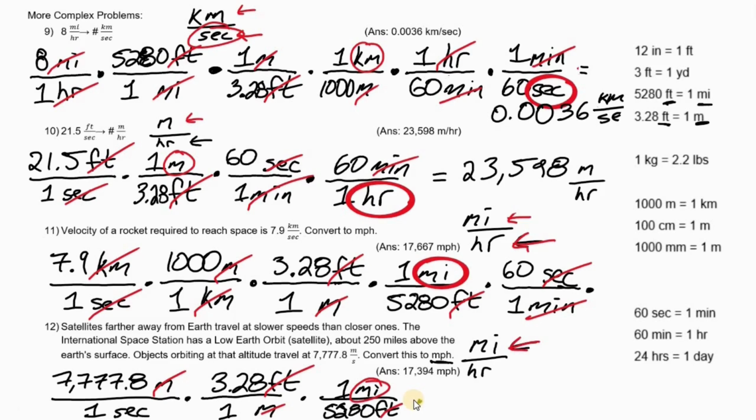Now, we just want to convert our seconds to hours. Hopefully we're saying by now we have 60 seconds is equal to 1 minute. Unit cancellation. And coming over here and saying that 60 minutes is equal to 1 hour. Canceling these out. Our goal is hours. We have hours on the bottom over here, indicating to us that we're done with this problem, and we should plug this into our calculator and get our final answer of 17,394 miles per hour.